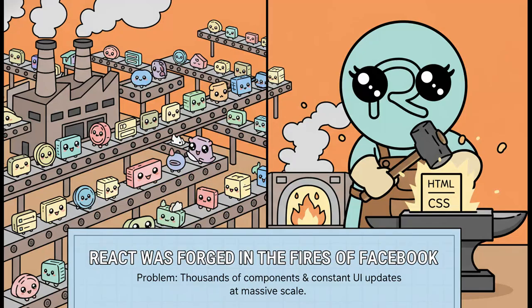And this, right here, this is the key to its whole origin story. React wasn't just some cool idea somebody had in a garage. No, it was forged in the fires of Facebook to solve a very, very specific problem they had: trying to manage a user interface with thousands of little pieces being worked on by tons of different teams, all needing to update constantly in real time. It was a solution built for massive, mind-bending complexity.